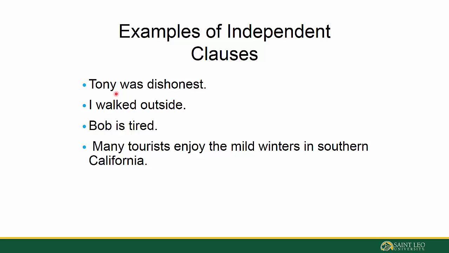Let's look at this first example. Tony is the subject, and was is the verb. With this clause, we have a complete thought telling us that Tony was dishonest. If I were to say "Tony dishonest," it would neglect to indicate when Tony was dishonest, and therefore it would not be a complete thought.